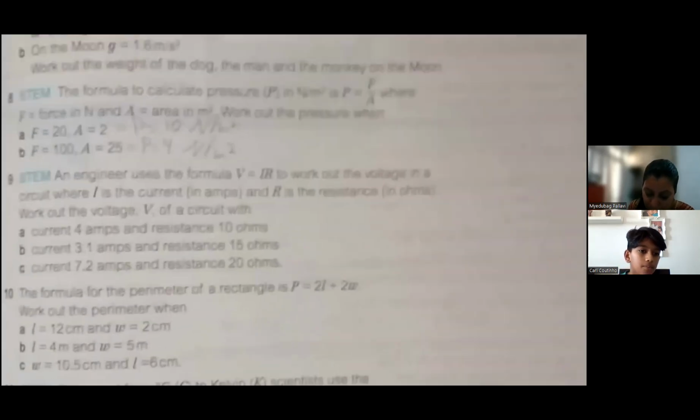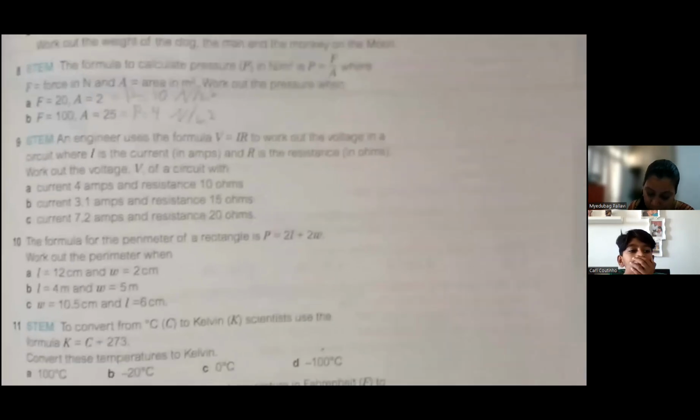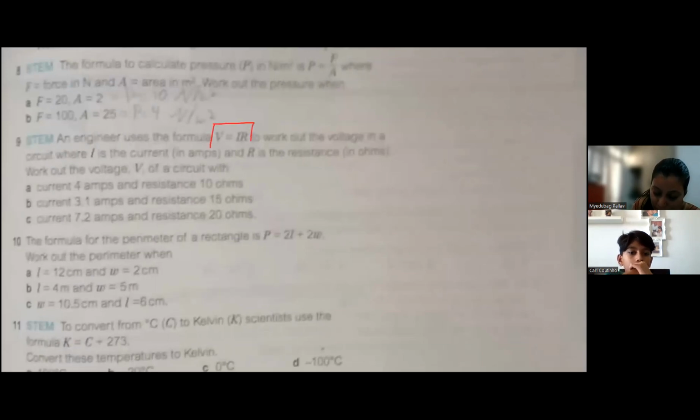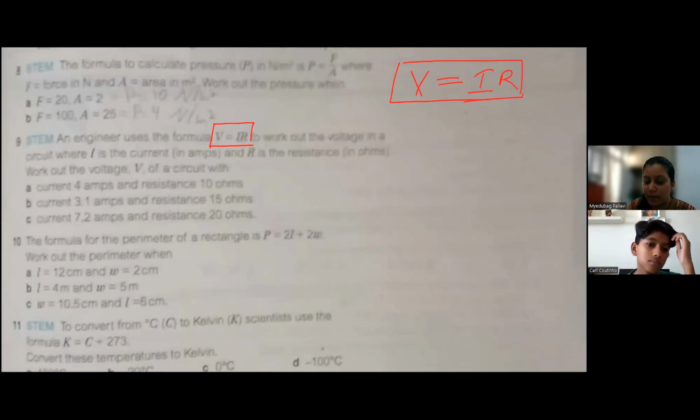Question number 9. Again, we have a formula for finding voltage. V is equal to IR. This is another formula to find the voltage, where V is the voltage, I is the current, and R is the resistance. Simple, what we have to do is find different values of voltage for different values of current and resistance. We just have to substitute the values.